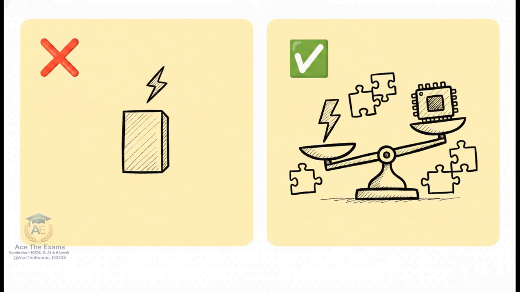Compare these 2 answers. A vague answer simply says, this algorithm is better because it is faster and uses less memory. Can you spot the flaw? It completely lacks comparative connectives, it lacks hard evidence, and it completely ignores the context of the file. It's an empty statement. Now look at the A-star answer.